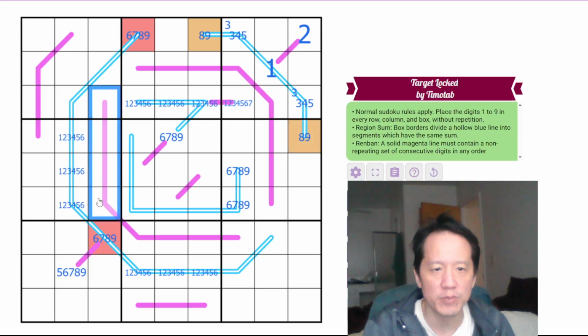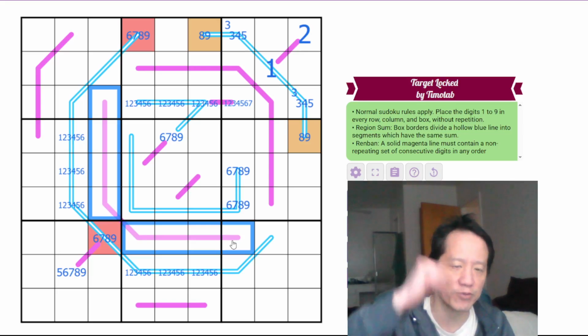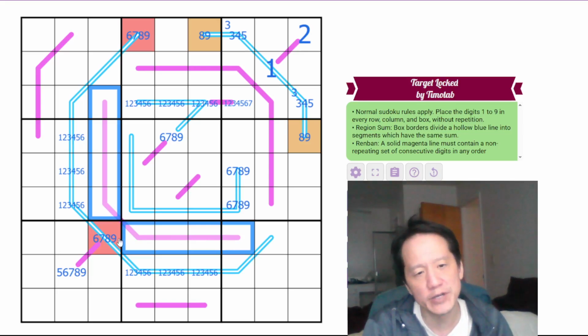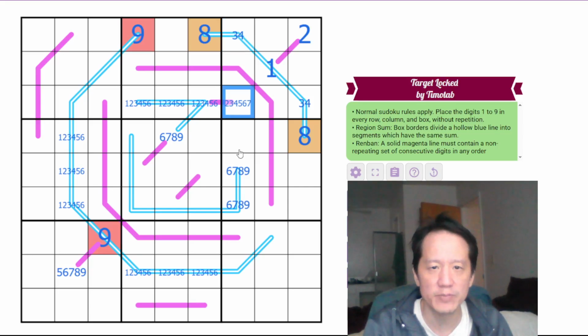Similarly, this Renban has the digits 2 through 8 at least, and then with a 1 or a 9. So 2 through 8 is eliminated, which forces this to be a 9, which makes that 9, which makes that 8. Therefore, this becomes specifically 1, 3, and 4. Which means this cannot be 1, 2, 3, 4, because this adds up to 8.